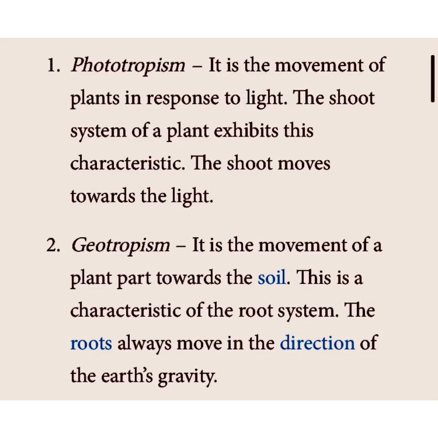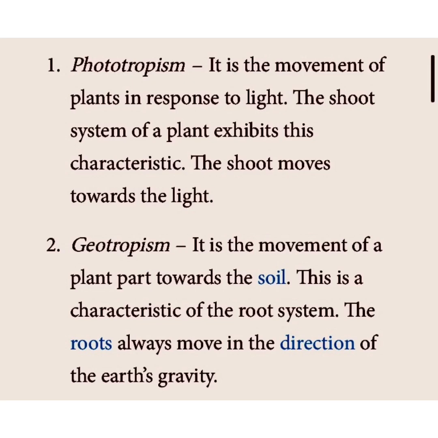The first is phototropism. It is a movement of a plant in response to light. So the stimulus here is the light. The shoot system of a plant exhibits this characteristic, and the shoot moves towards the light. So the shoot is positively phototropic. And what about the roots? Roots move away from the light, so they are of course negatively phototropic.